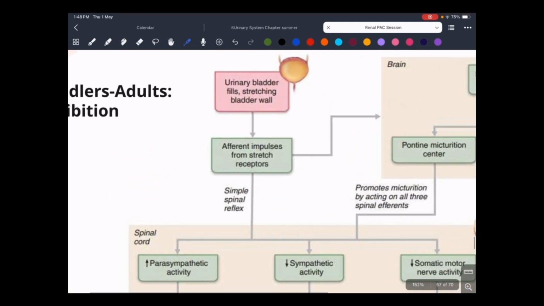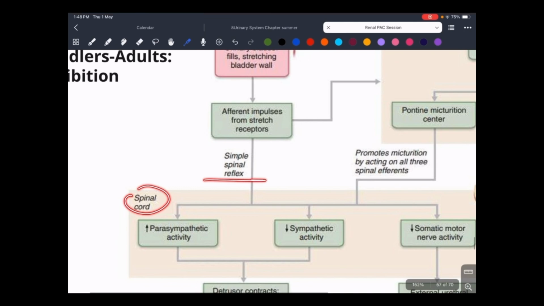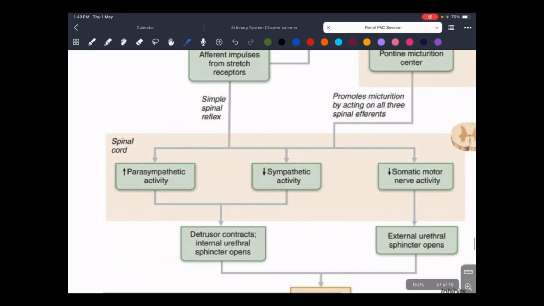What happens? The urinary bladder fills with urine. It stretches the bladder wall. Impulses go from the bladder to the spinal cord through the simple spinal reflex, and it will do all the things to satisfy our 3 criteria.